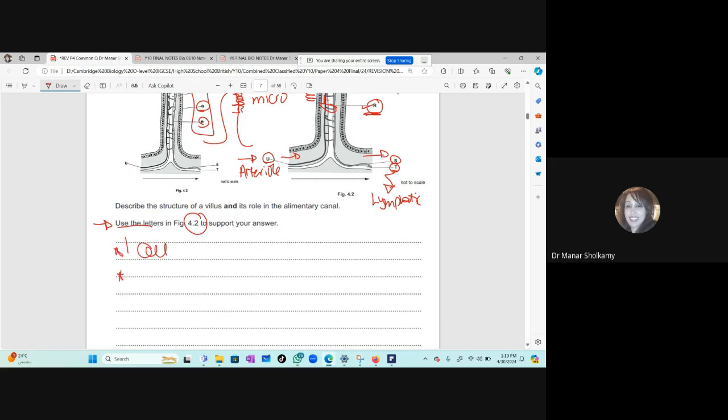What else? High blood supply to absorb the nutrients. Large surface area. Very good. Large surface area. It has microvilli. And they have many capillaries to maintain a concentration gradient and quick absorption.